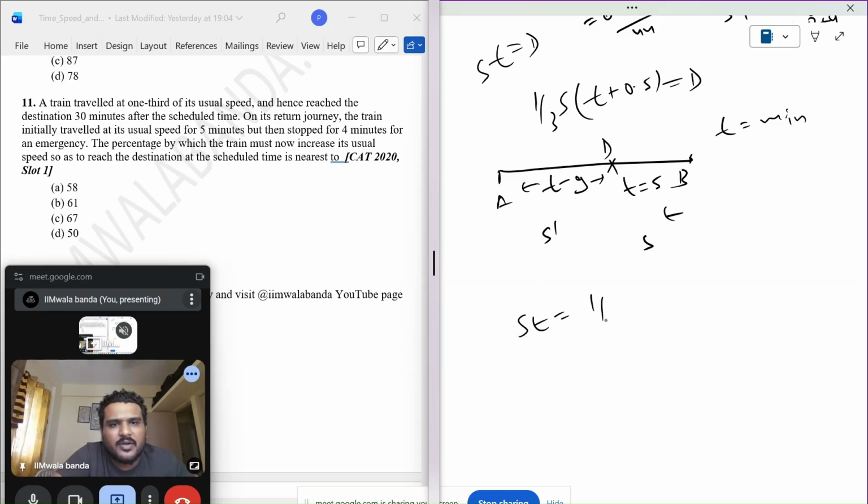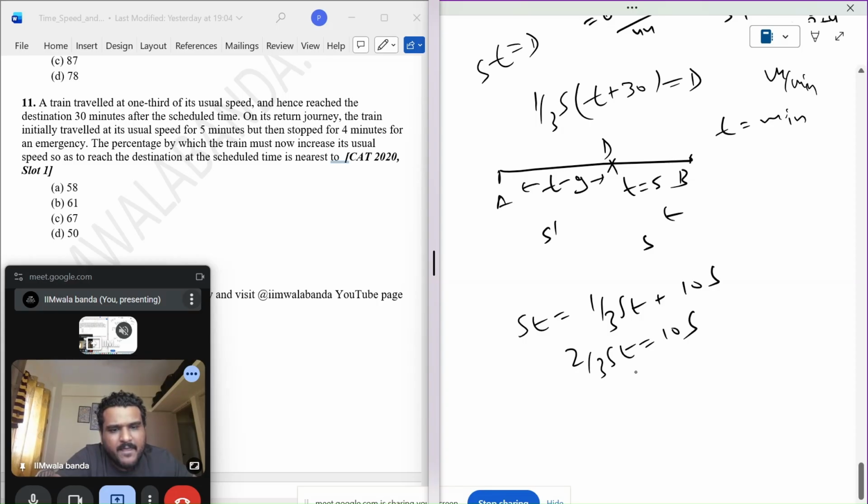Let's put the first equation, and this was 30 minutes, no? Because I'm assuming time to be in minutes, I'm going to write this also in minutes, and speed I'm taking as meter per minute. Plus 10s. This is 2 by 3 st is 10s. S and S will get cancelled. This will be 30 upon 2 or 15. So 15 minutes is the normal time. So this becomes 6 minutes. So in 6 minutes, it has to cover the remaining distance.